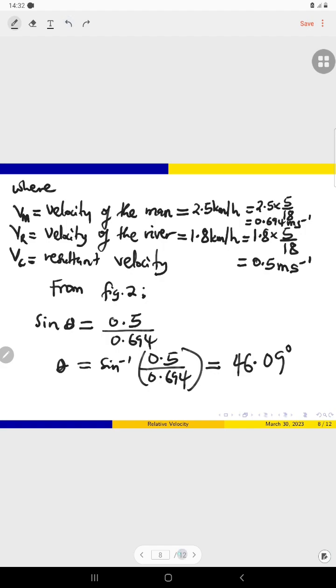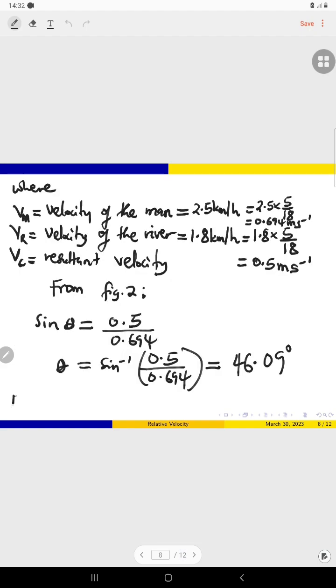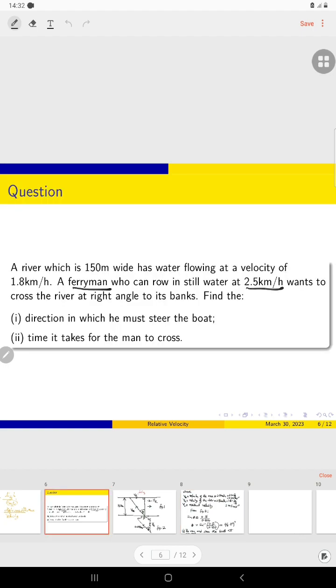The question is in two parts. I. So the man must steer the boat at 46.09 degrees. Good. Then let's answer the second part. The second part is talking about the time it takes to cross the river.